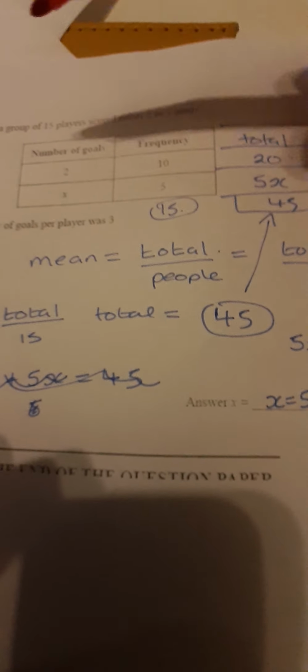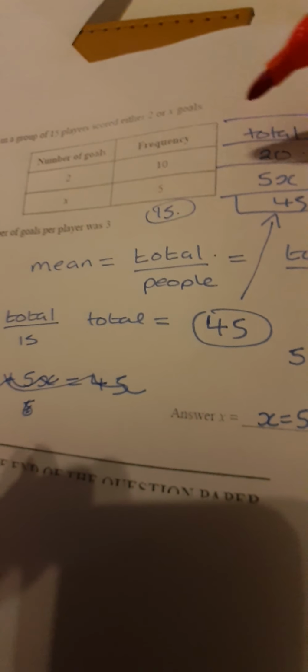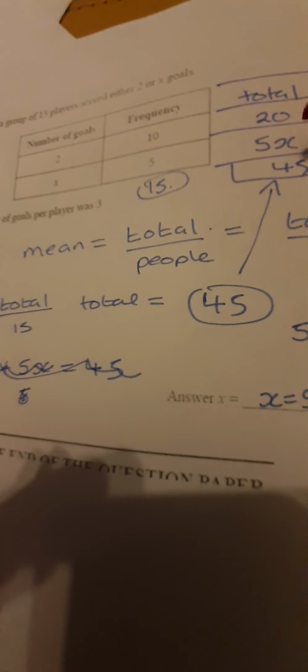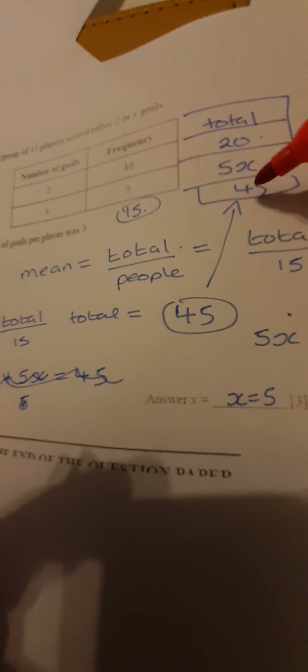So we can work out that there were 15 players, so we know that's 15. The mean number of goals was 3. So the total was 3 times 15. And we did that in class. So the total is 45. So we could put that 45 in there. 2 times 10 is 20. x times 5, we can write as 5x. So what we can do here is make an equation from this bit here. 20 add 5x is 45.